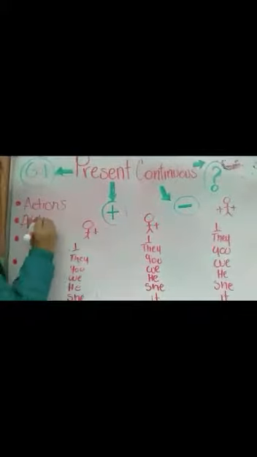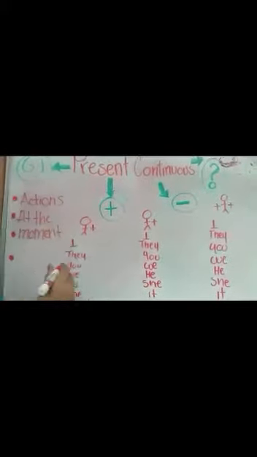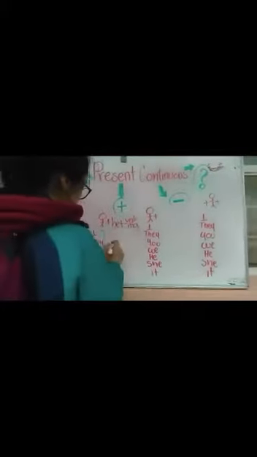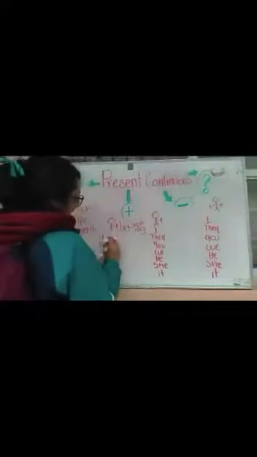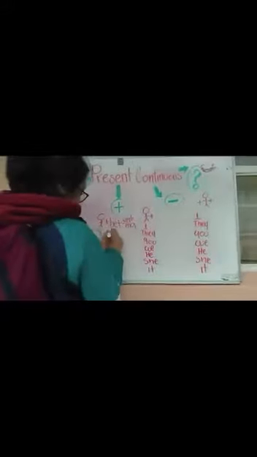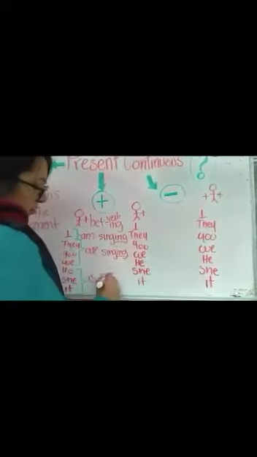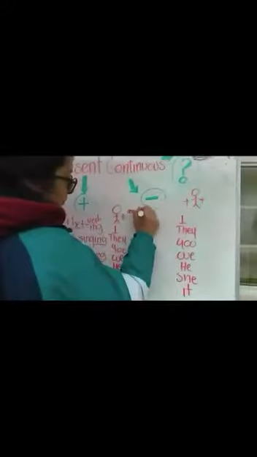Present continuous. We use present continuous for actions or situations at the moment. For positive form, we use first subject, then verb to be, and the verb with ing. For example, with I we use am, with they, you, we use are, and he, she, it we use is.